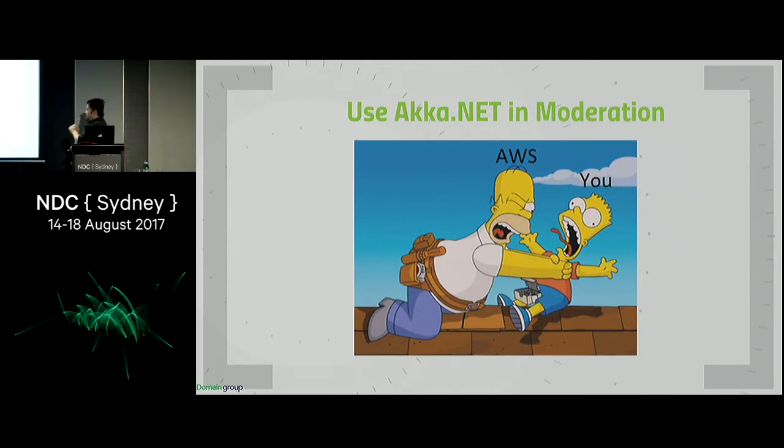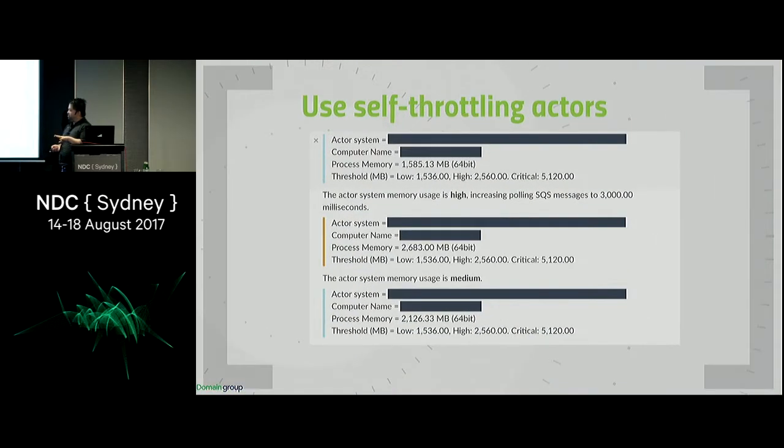So, in hindsight, one of the cooler things that we actually did was we introduced this concept of self-throttling actors. So if you look at this, this is actually a live message from Slack for the domain Slack. And there's three messages here. The interesting bit is that we actually have actors that make themselves go faster or slower depending on how much memory they use. So in the first line, you could see there that we do have thresholds. The low threshold is 1.5 gigs, the other one is 2.5, and the high is 5.1.